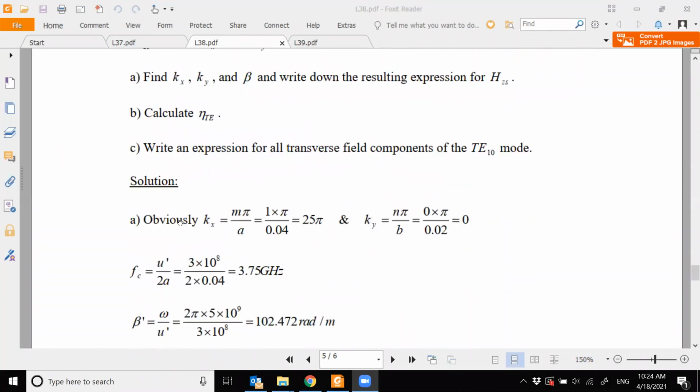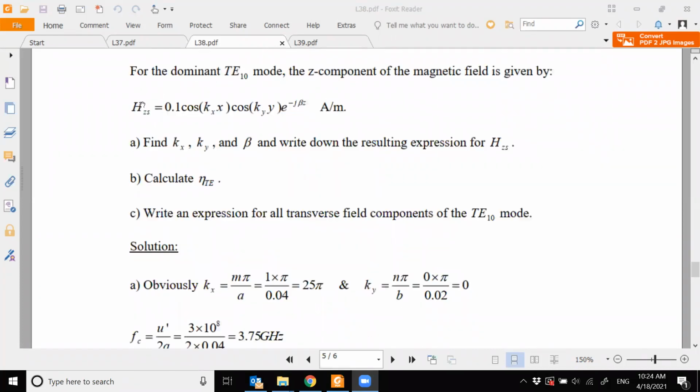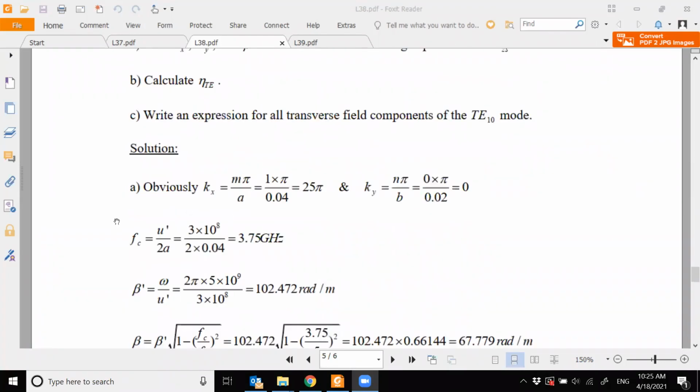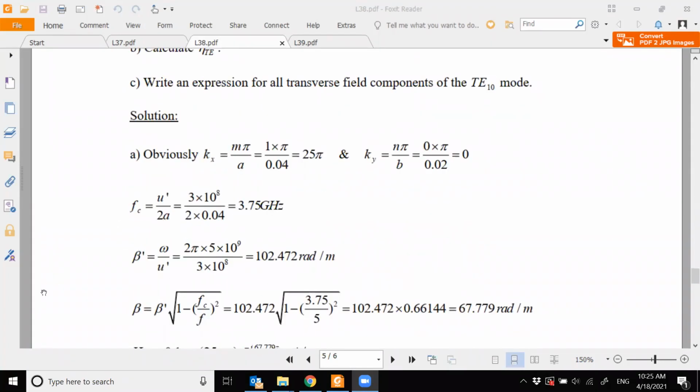So we know that Kx is m pi over a, m is equal to 1, a is 4 centimeters, so 0.04, so it is 25 pi. Ky is n pi over b, because this is our fundamental mode or the dominant mode, which has the least cutoff frequency. So n is equal to 0, so Ky becomes 0. And what will be the cutoff frequency of this particular mode? The cutoff frequency is u dash over 2a. Why is it u dash over 2a?